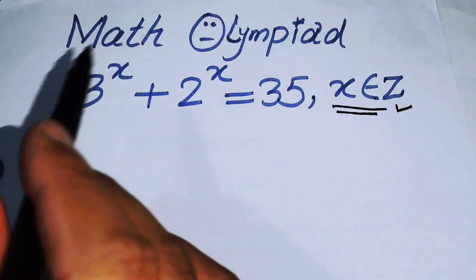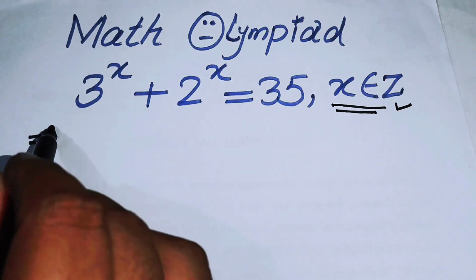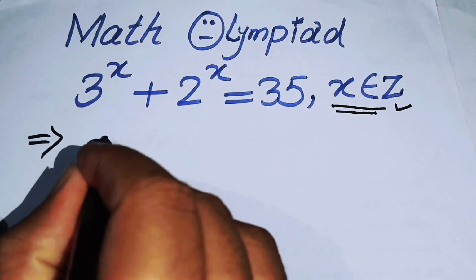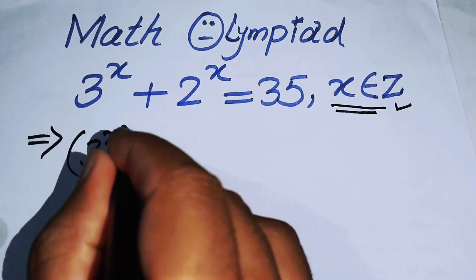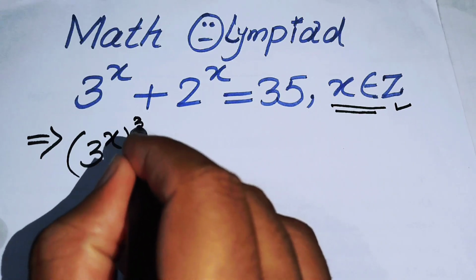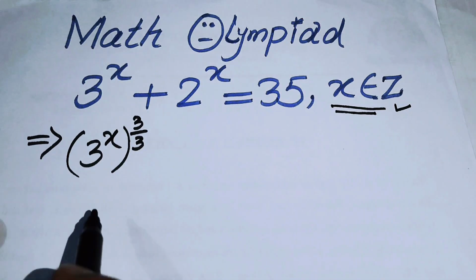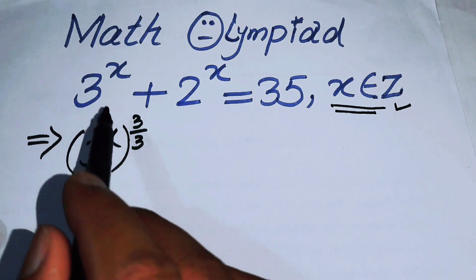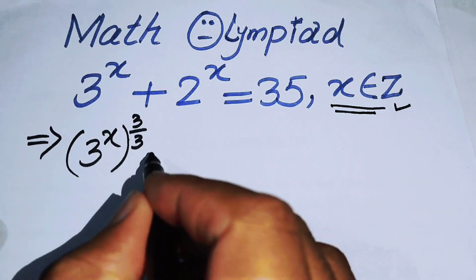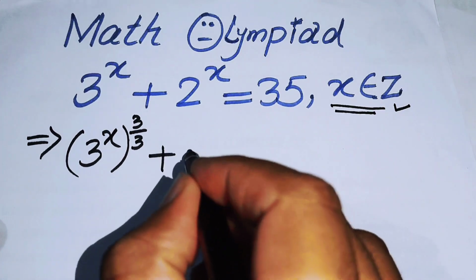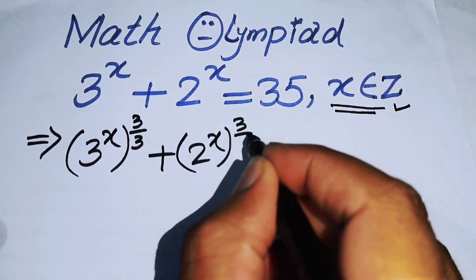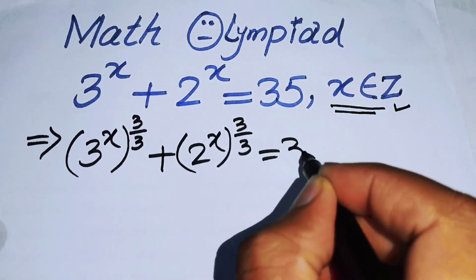So the very first thing we are going to do is rewrite this term: we can write 3 to the power of x as (3 to the power of x) whole power 3 over 3. It means that I can multiply the exponent x by 3 over 3. Similarly, here we can take 2 to the power of x times 3 over 3, and it's equal to 35.